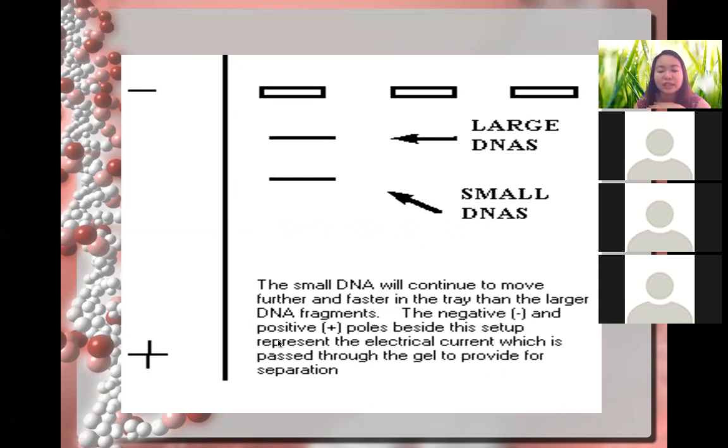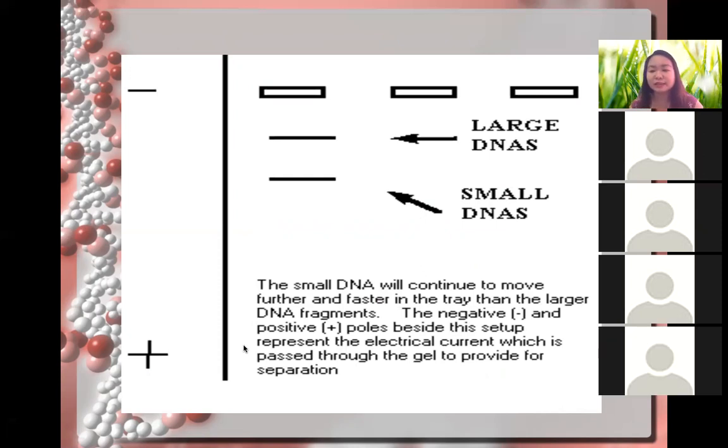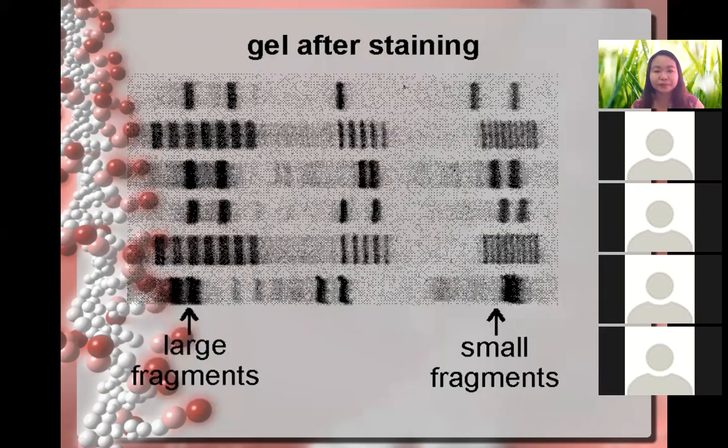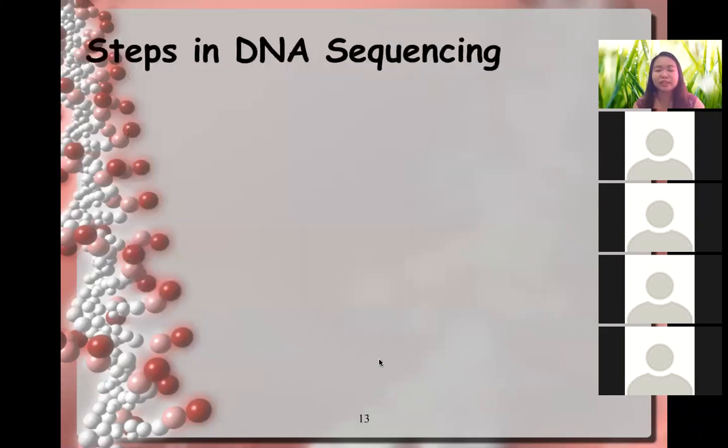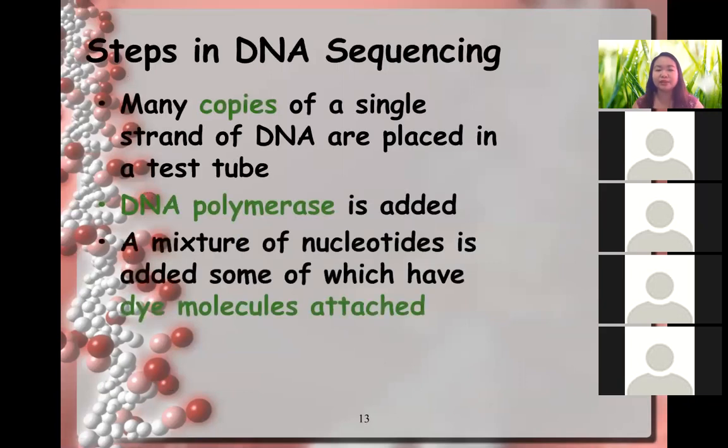So it's the negative and positive pole. Besides this will represent the current which is passed through the gel to provide the separation. So this is actually what it looks like in real, in photo. So these are the large fragments and the small fragments after gel staining. So i-stain mo pa yan bago sila makaano.